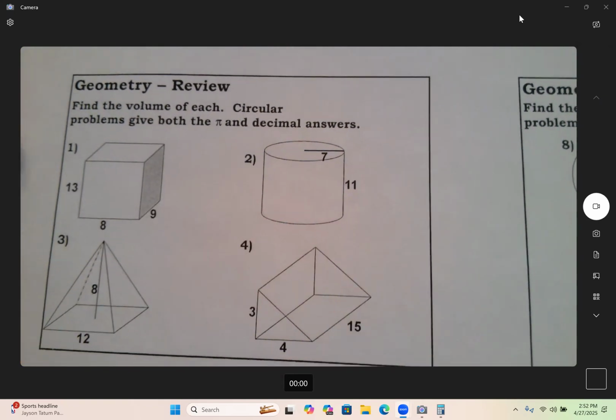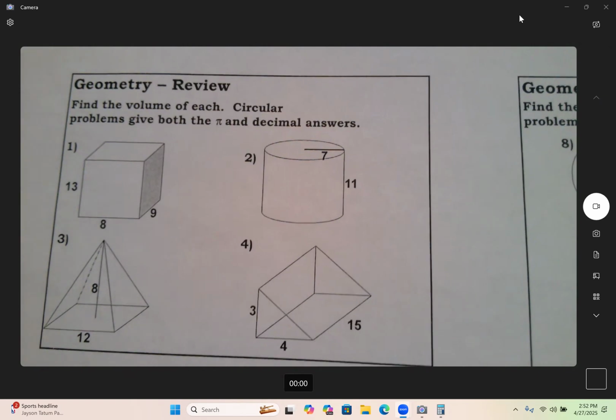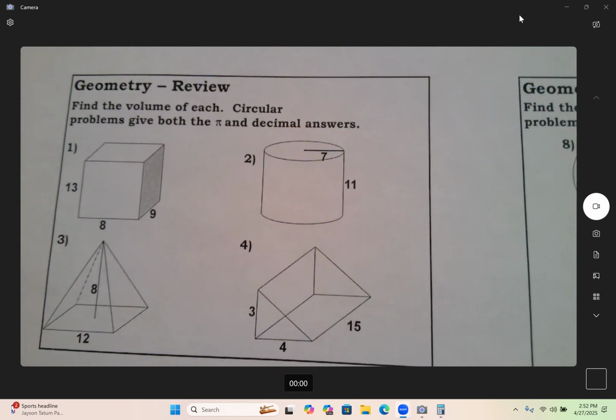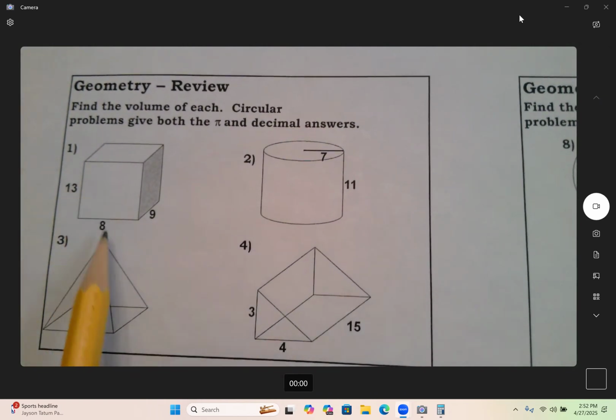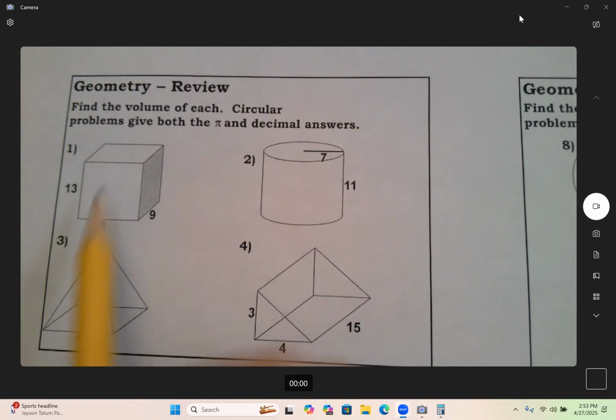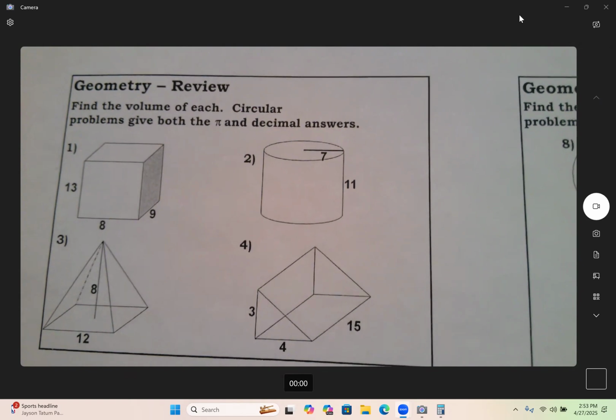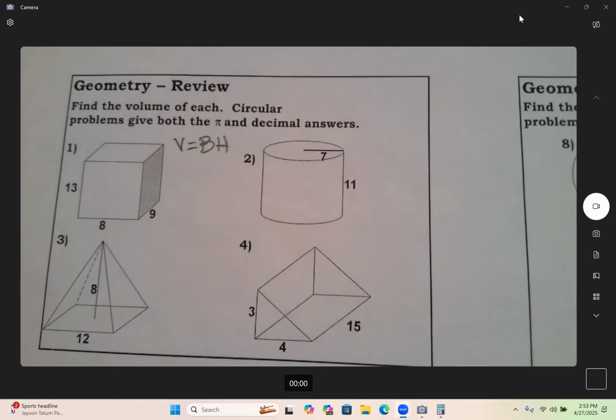The first thing we need to do is identify what shape it is. Remember that a lot of our shapes are identified on our reference sheet. So we want to make sure we are figuring that out. So first of all, since we have two parallel bases on the top and the bottom that are both congruent and parallel, that means this is a prism. So the volume of a prism is area of the base times the height.